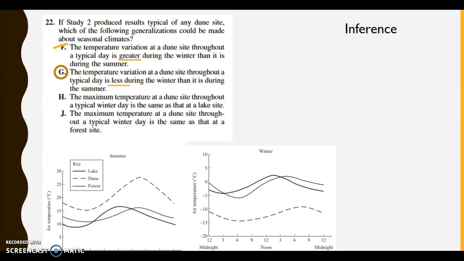But we're going to go through the other two just in case. Answer choice H, the maximum temperature at the dune site throughout a typical winter day is the same as that at a lake site. So if I come back over here to my dunes, here's my dune site in the winter, and my lake site is way up here. So that's obviously incorrect. And J, the maximum temperature at the dune site throughout a typical winter day is the same as that at the forest site. Same thing. Our dune site is way down here, and our forest site is way up here. So that is also incorrect.